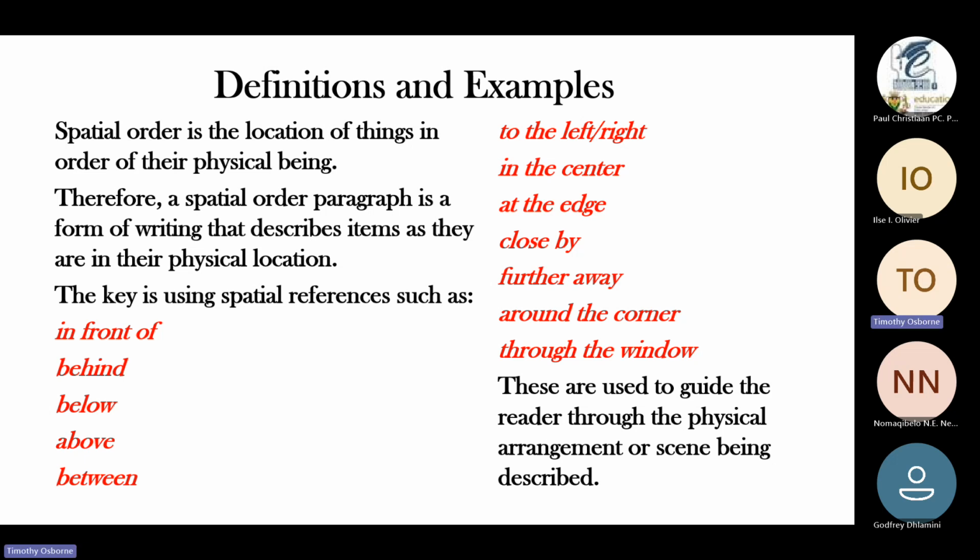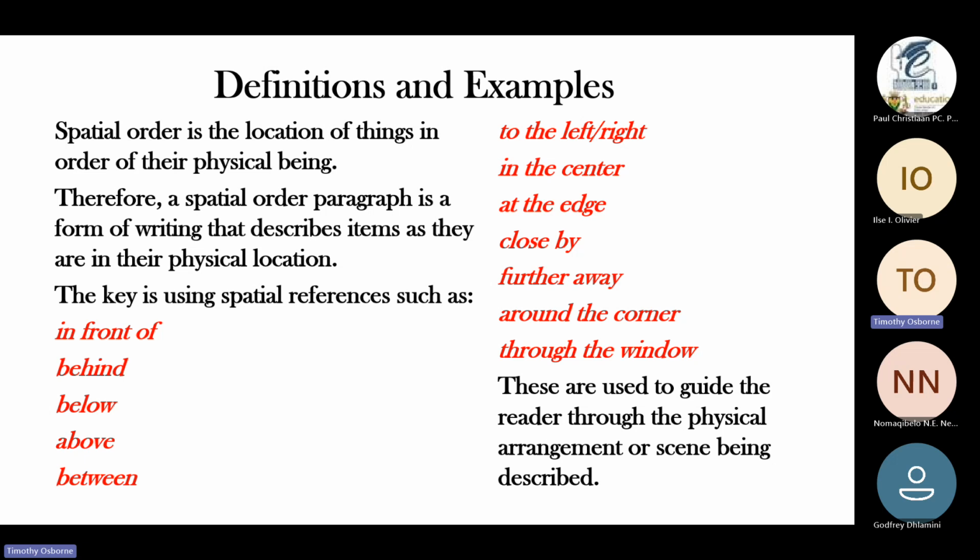Here's some more. Here you've got to the left or to the right, in the center, at the edge, close by, further away, around the corner, through the window. That obviously refers to what you can see through the window. But all of those, perfectly straightforward. There are hundreds of others, but these are some of the most important ones, the ones you are most likely to encounter.